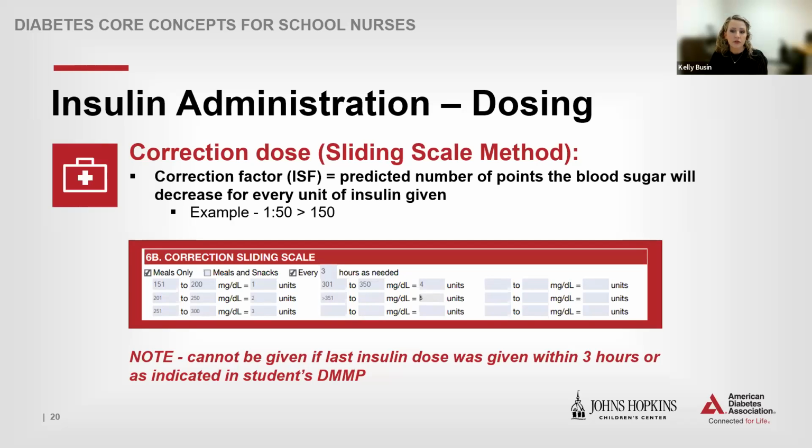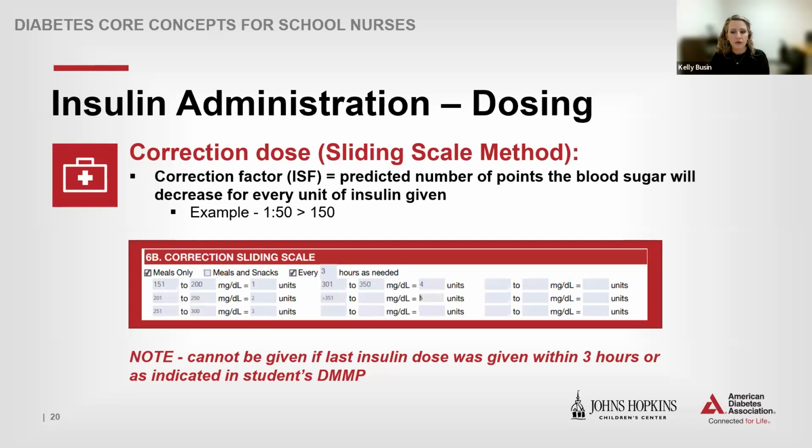And in order for the doses to match what's being given at home, the same table is provided in the DMMP. A lot of nurses ask that both the correction factor be entered into table 6A for calculations and the sliding scale be filled out in table 6B in case there's a substitute nurse or a visiting nurse who's not as familiar with diabetes.